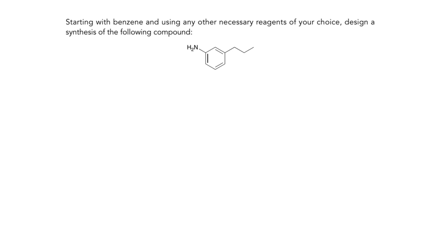Okay, so remember the first thing we do when we're trying to synthesize something starting with benzene. The first thing you need to ask yourself is, when I have a molecule that I'm trying to synthesize, which is basically a substituted benzene, if I have two groups on this benzene, what's their position relative to each other? Are they ortho to each other? Are they para to each other? Are they meta to each other? Right? Notice that these two groups are meta to each other.